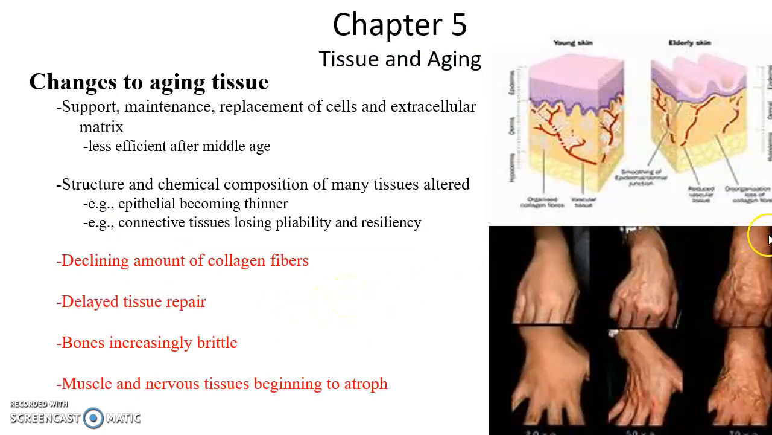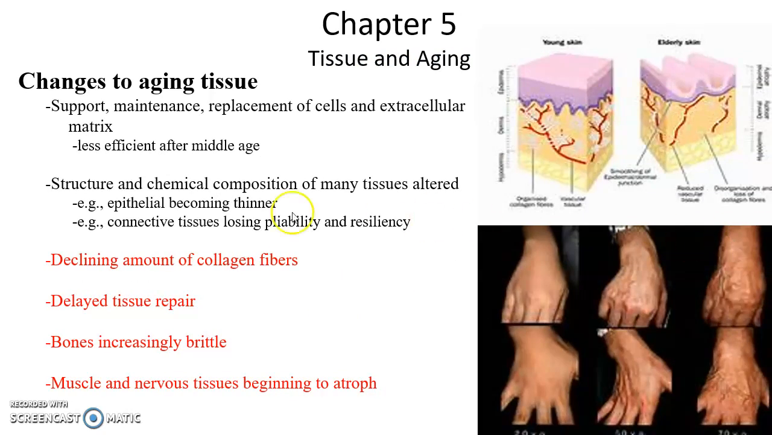Tissues. Our tissues also change as we get older, and not in a good way. So the support, maintenance, and replacement of cells and extracellular matrix becomes less efficient as we become older. So after middle age, when somebody becomes elderly, they just produce less proteins, produce less cells. So there's less production to replace materials. So things become thinner and more fragile. The structural and chemical compositions of the tissues are altered. Epithelial tissues become thinner. Connective tissues lose their pliability, their resilience, leading to things like wrinkling.